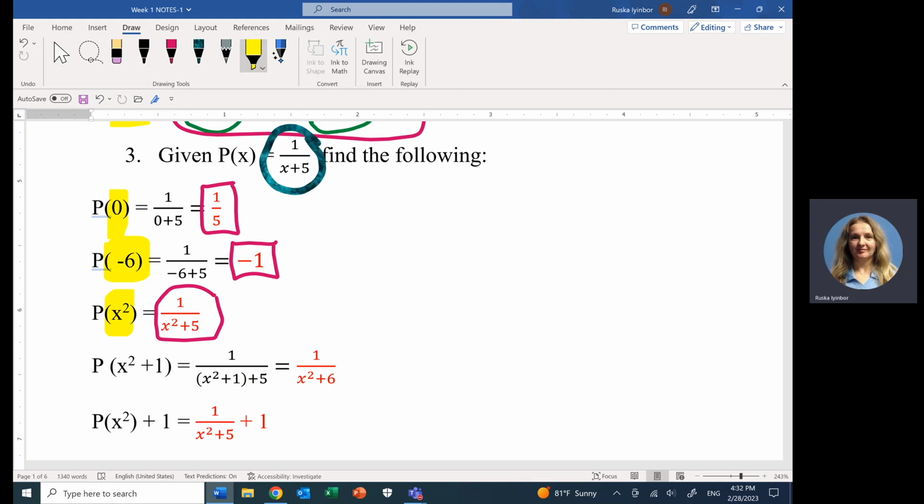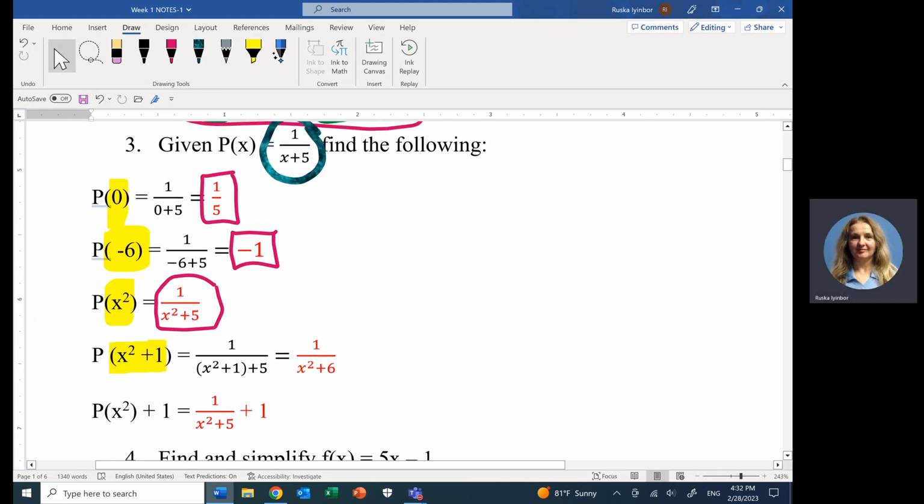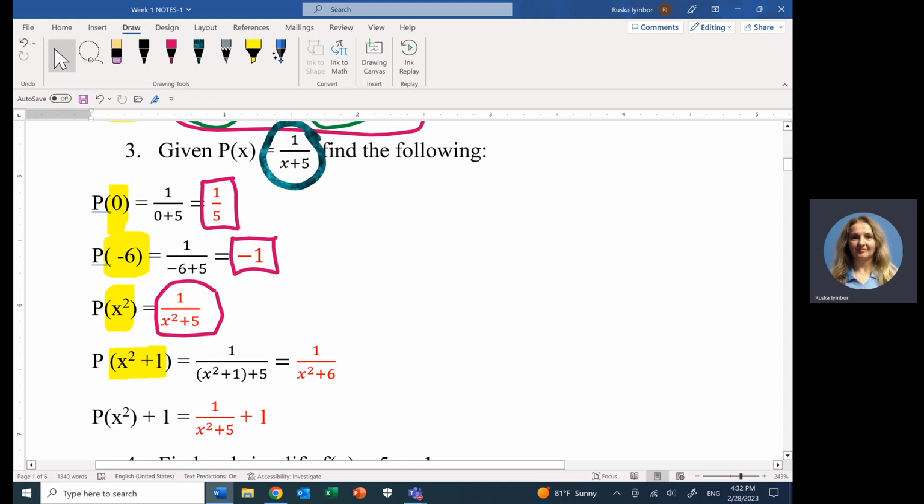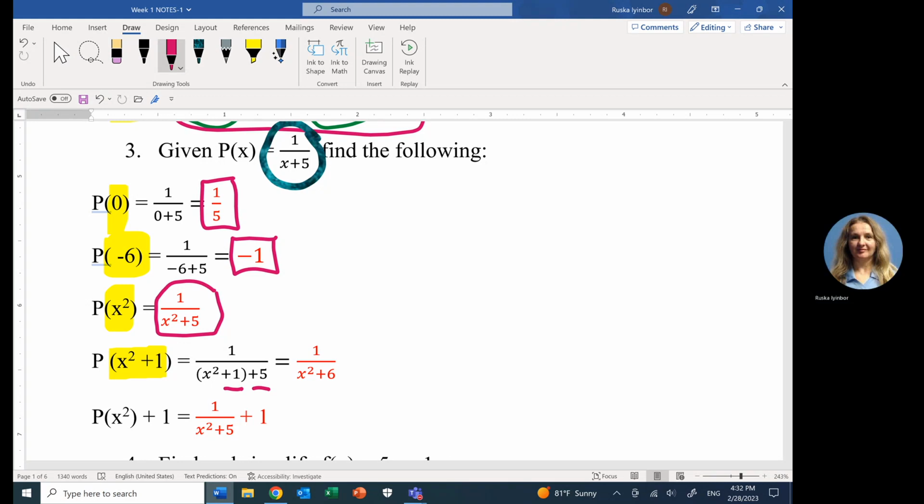The next example, we have to replace x with x squared plus 1. So again, you copy the original function, you replace x with x plus 1, and the only thing you can simplify here is add 1 plus 5, which gives us 6. And this is how you're going to leave the final answer.